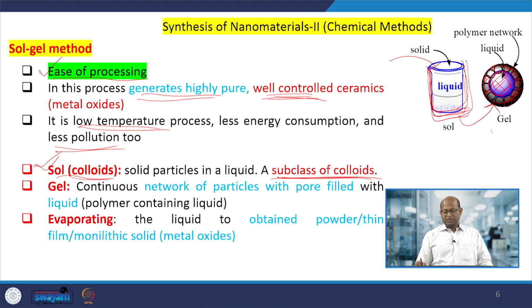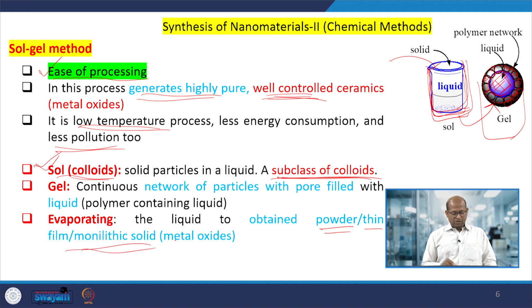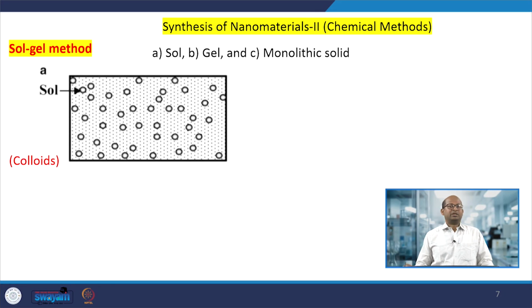Once that is heated up, the organic polymeric compounds are evaporated out, or decomposed or oxidized, and the skeleton remains. That is in the form of powders, thin films or monolithic solids, such as metal oxides and ceramic oxides. Depending on how we remove the liquid or solvent from the gel, that particular structure forms.